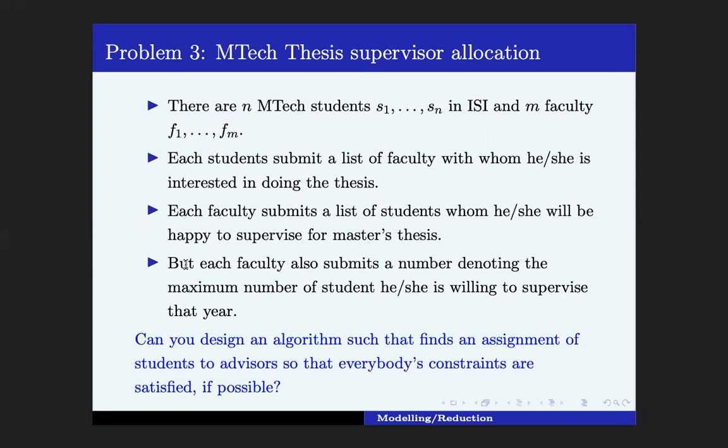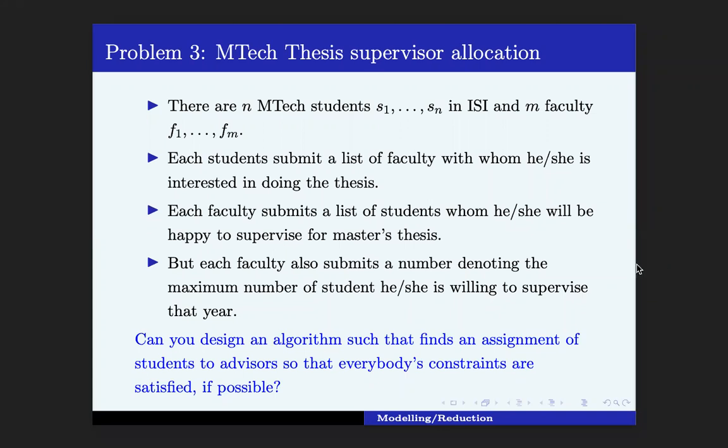Now, also each faculty submits a number denoting the maximum number of students that he or she is willing to supervise this year. So something like, I'll be happy to take any of these 5 students as my PhD or master student, but I cannot take more than 2 students. So these are the 5 students that I can take, but at most 2 of them.